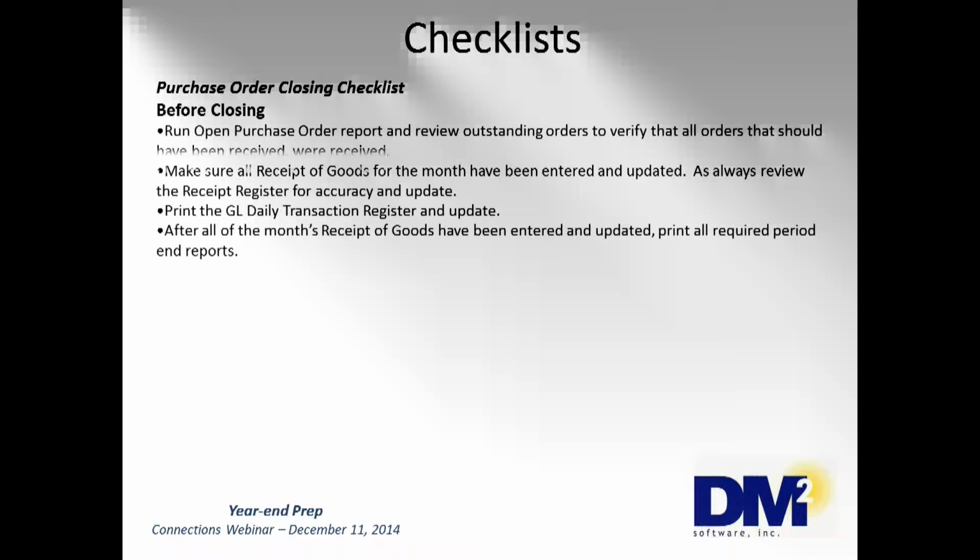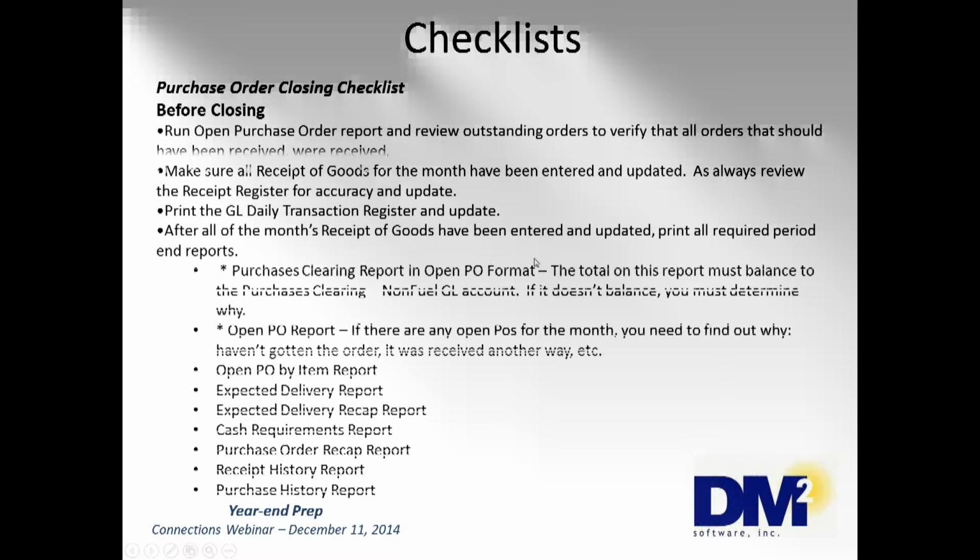After all of the receipt of goods have been done, print all the other period end reports. Now, this is a list suggested by Sage. The asterisk ones are the ones that you really should be printing. The other ones are perhaps not as important to you. For instance, open PO by item, expected delivery recap, and there's a cash requirements report, but these last three are not really asterisk worthy, I guess. They are interesting. A receipt history report and a purchase history report may be ones that you want to print.